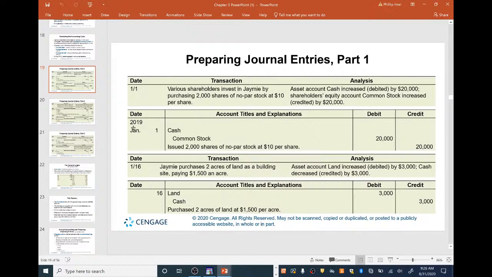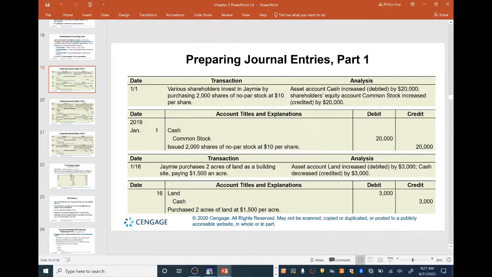You can see here, here's the date, January 1 of 2019. We're receiving cash, 2,000 shares at $10 each. So that's 20,000. We've received cash, and we have issued a shareholders' equity account of common stock, increased by 20,000 because they purchased 2,000 shares of no par stock, right?